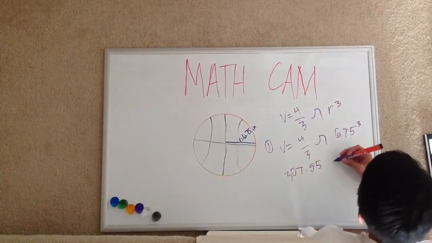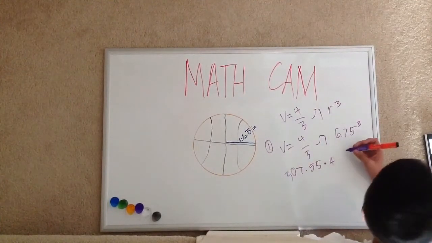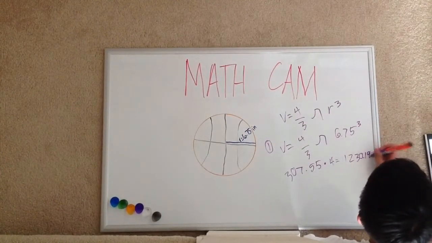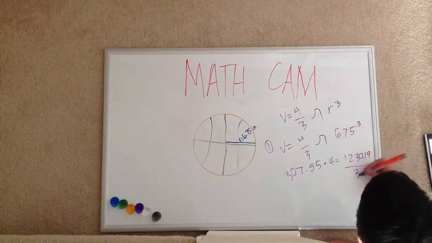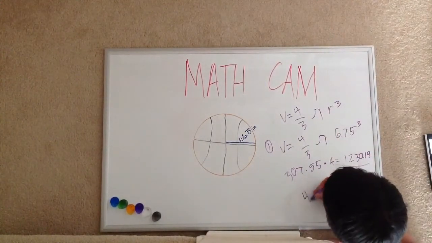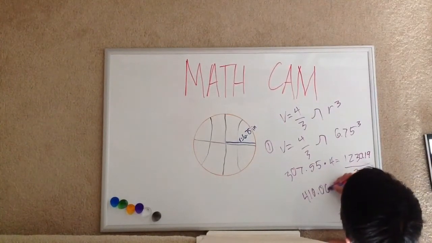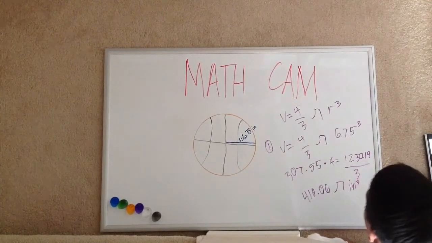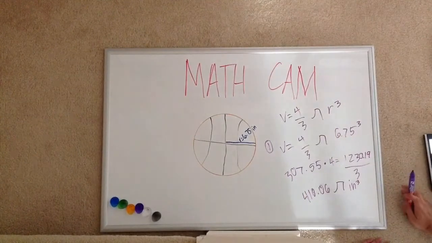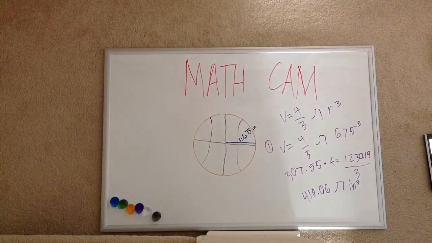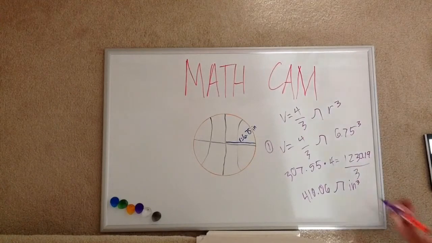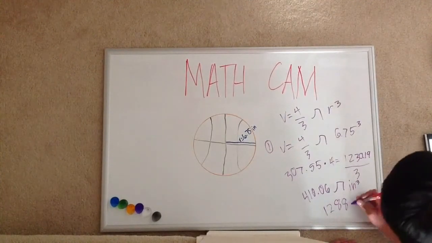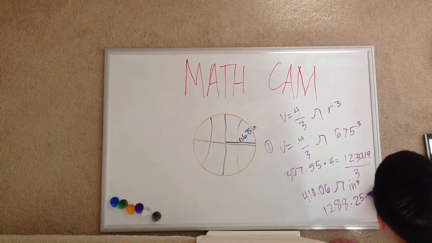And now we're going to cube 6.75, and we would get 307.55, and then multiply by 4 and get 1,230.19. Then we would have to divide by 3, and we would get 410.06 pi inches cubed. And if you don't want your answer in pi, you would multiply by pi, not 3.14, common misconception, and we would get 1,288.25 inches cubed.